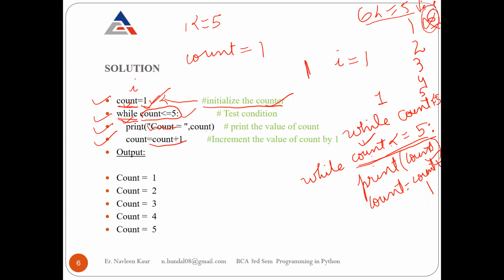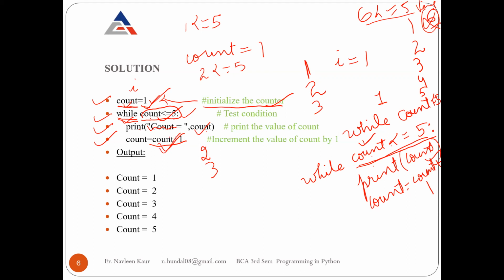Next time the count is incremented. Count becomes 2. Now count is 1 plus 1, 2. Again, we check the condition. 2 is less than or equal to 5. Still true. If it is still true, print the new value of count. It is 2. Again, we are incrementing it. This time the count's value is 3. 3 is still less than or equal to 5. Yes, print the count, 3.